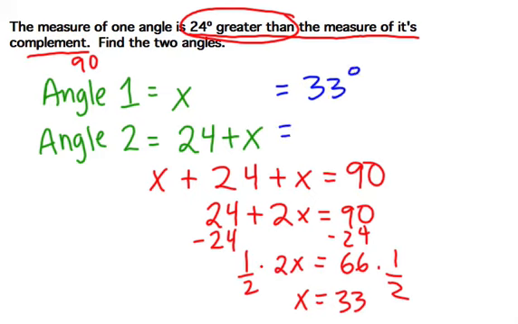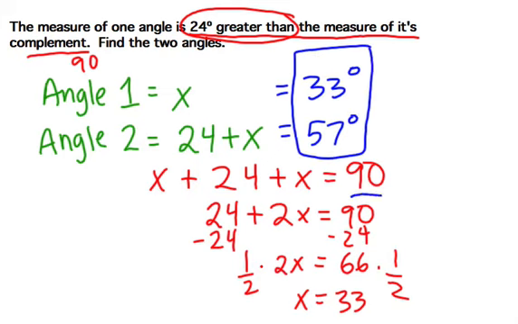And my second one is 24 more. So that would make that 57 degrees. And to double check, add those up, and they do add up to 90, which means they are complementary. So it's a good way to check your work.